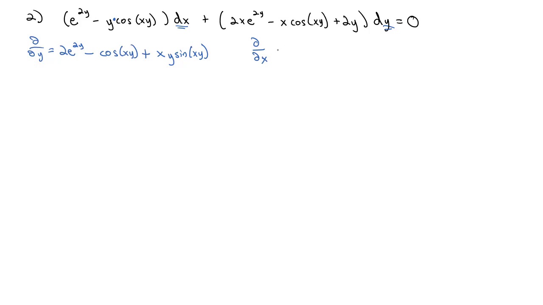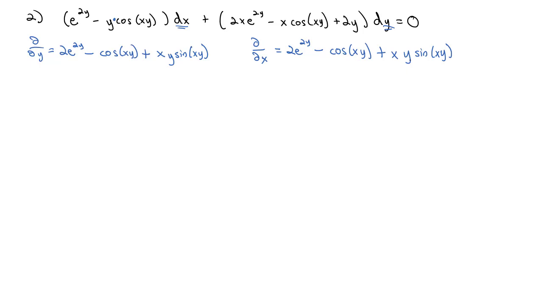Partial with respect to x is equal to 2e to the 2y minus, again, we're going to use the chain rule. The derivative of x is 1 times the cosine of xy. Distributing the negative through, except x is a constant now. The derivative of cosine is negative sine xy. And then we multiply by the derivative of the inside, which is just y. And 2y is a constant in terms of x, so its derivative is 0.